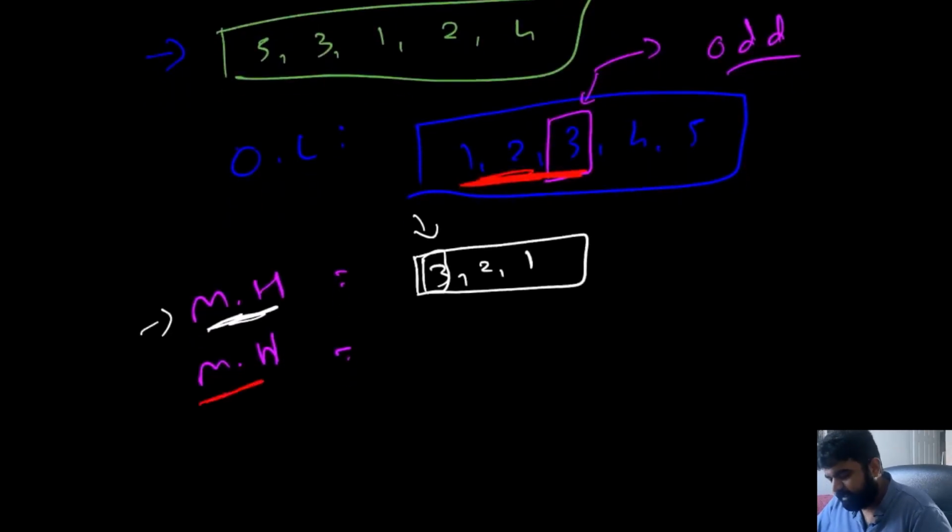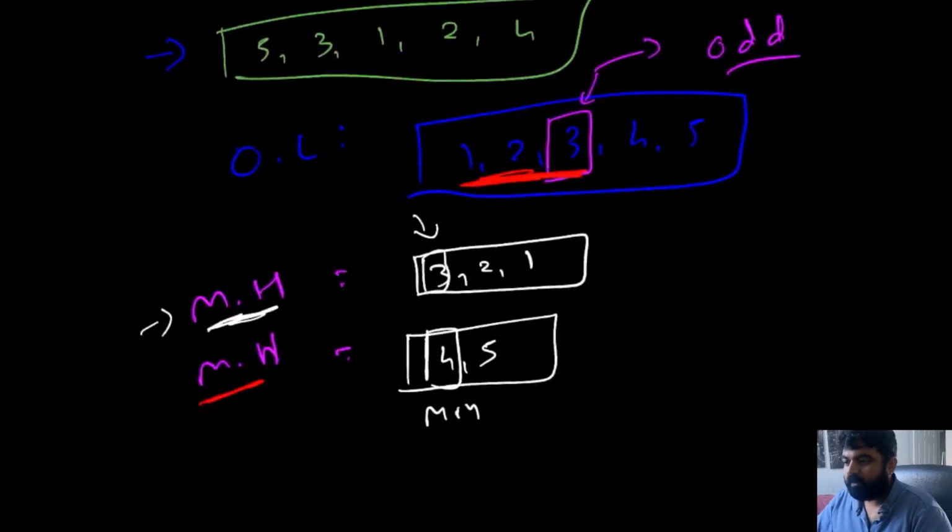Same goes with the min heap. What are going to be the values? The values are going to be simply 4 and 5. Why? Because the very first element is going to be the minimum value compared to all the other values.